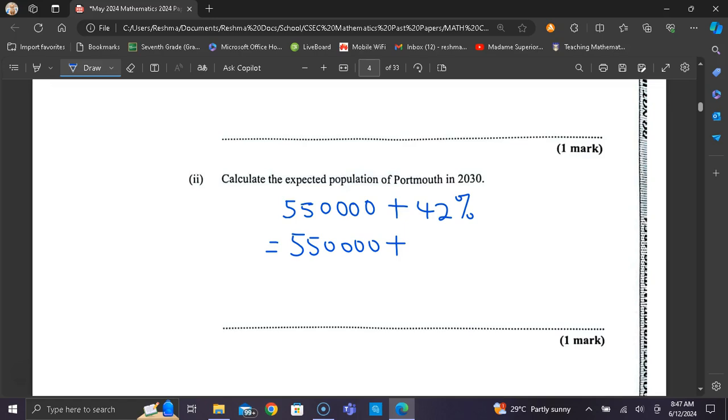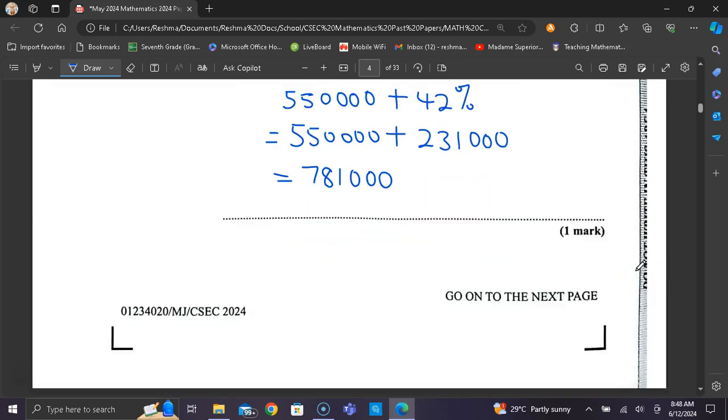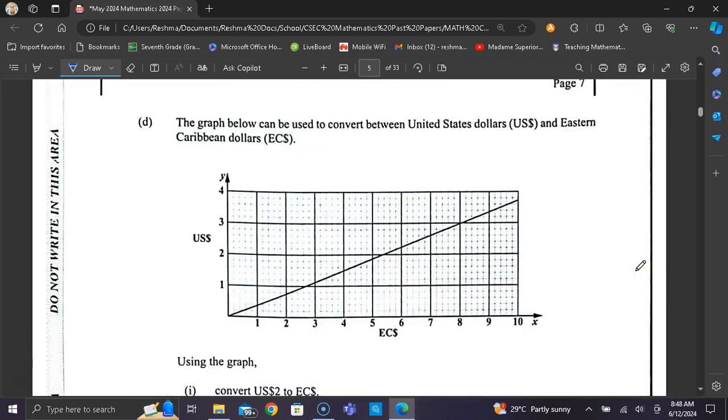So 550,000 multiplied by 42%, that will give us 231,000. And if we add that to the 550,000 present population, we will get 781,000. And so that's the expected population in 2030. Okay, so let's go on to part D.